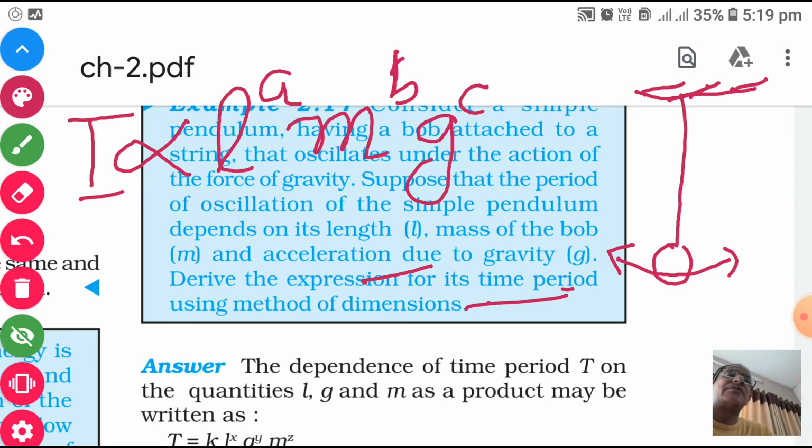Now this much you must be able to write from the data, that the time period depends on L raised to a, m raised to b, g raised to c. Whichever quantities are given, you write their powers as a, b, c or x, y, z. Whichever you are comfortable with, you can write. Now we move further to see how to solve it.